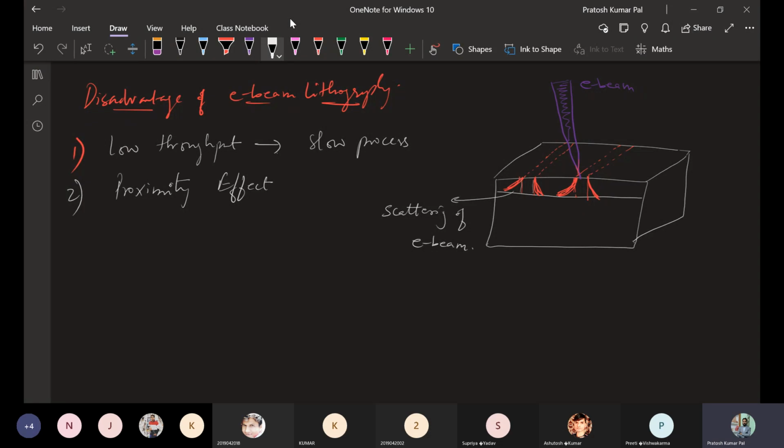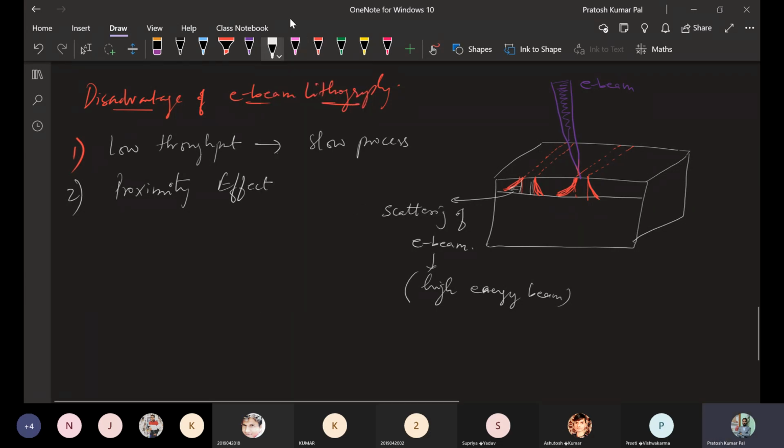That is because the electron beam is basically a high energy beam. Whenever it is exposed to the surface, it affects the proximity space available around the exposed region. So this is the exposed region, and the proximity region of this exposed region also gets affected by the e-beam.